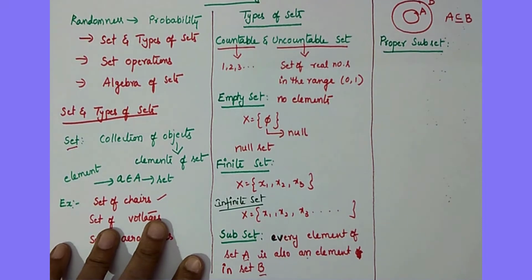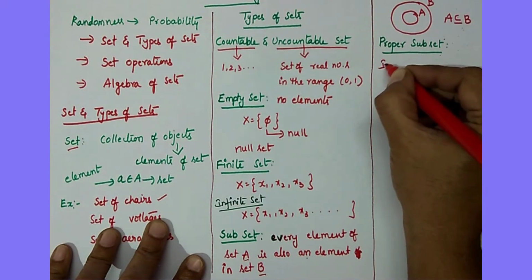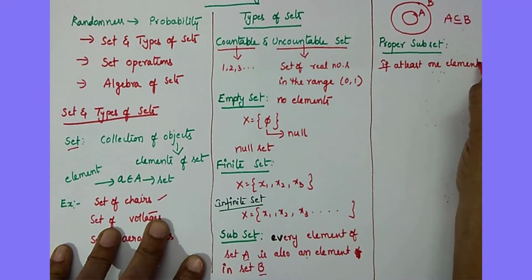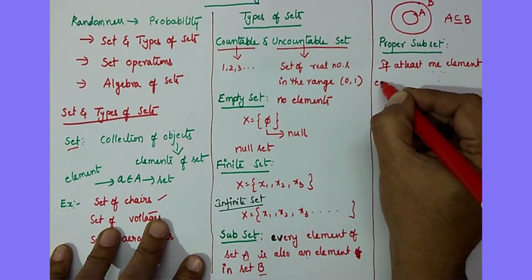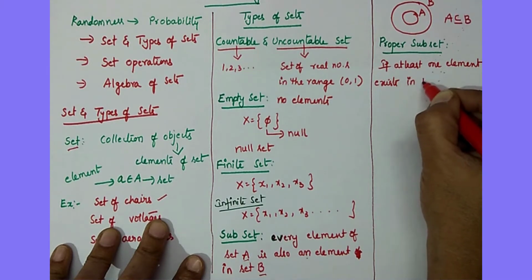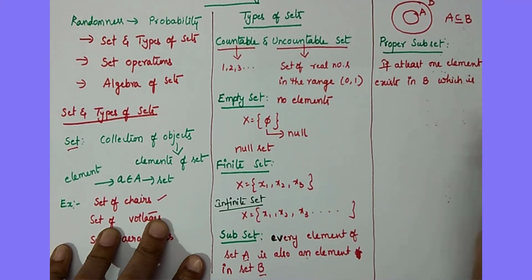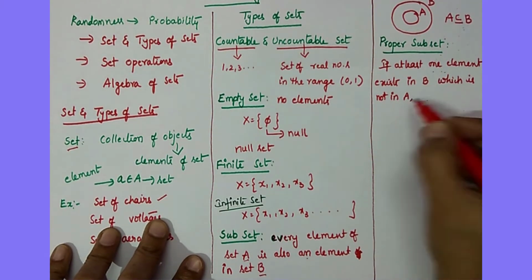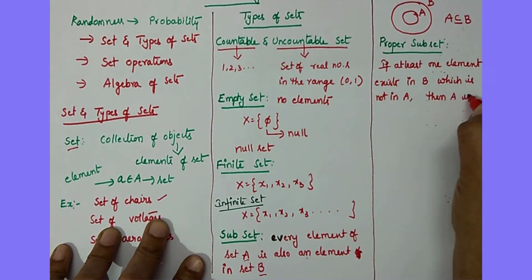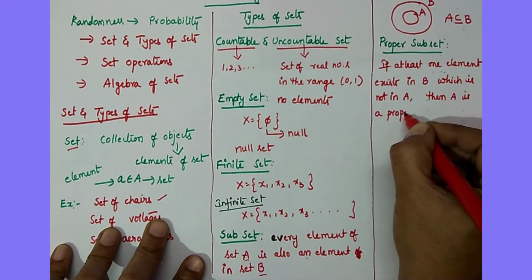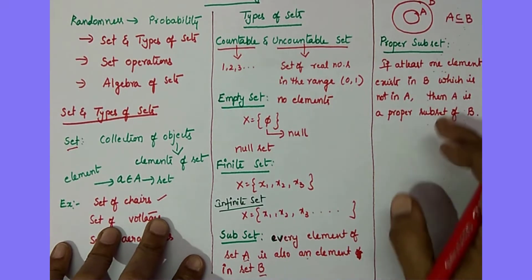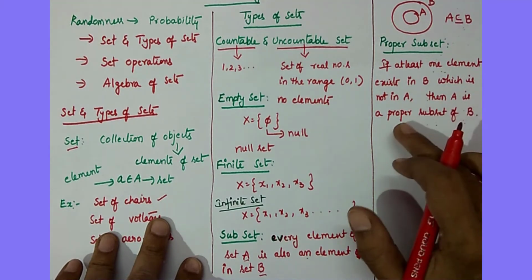Proper subset. If at least one element exists in B which is not in A, then A is a proper subset of B. Okay. At least one element exists in B which is not in A. Then A is said to be a proper subset of B.